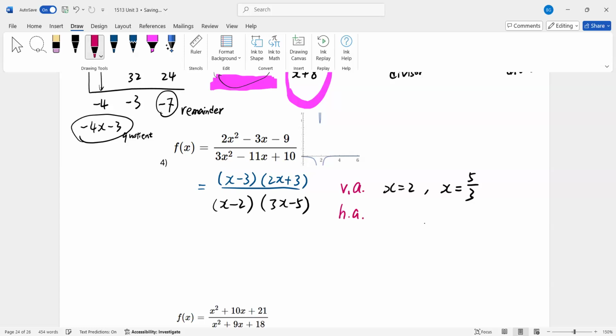Horizontal asymptote. When the degree of the top and the degree of the bottom are the same, then the horizontal asymptote is y equals the quotient of the leading coefficients.